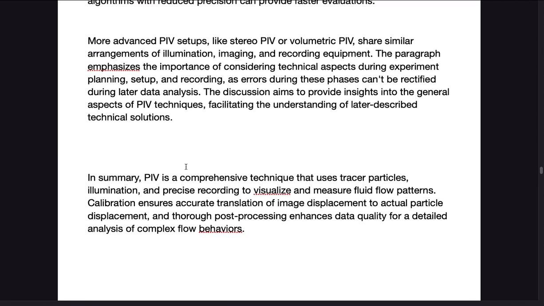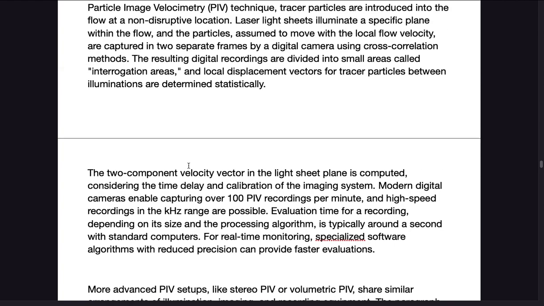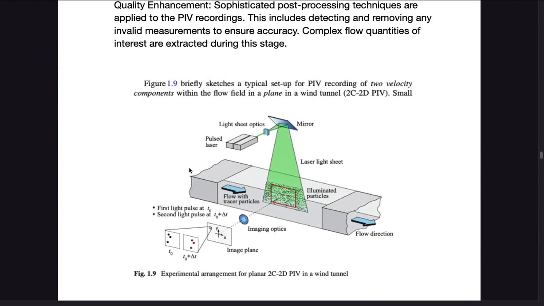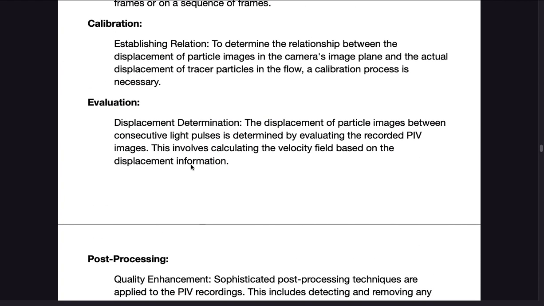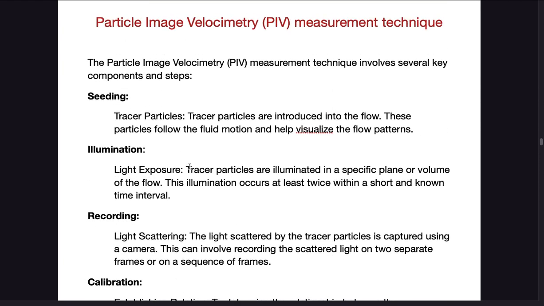So this was all about PIV measurement techniques and their important steps and components. In our next video, we will see more about key features of PIV measurement.